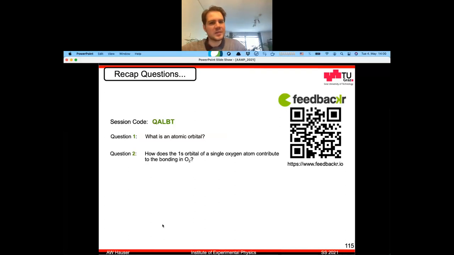Second, how does the 1s orbital of a single oxygen atom contribute to the bonding in O2? What's your guess? Bonding, anti-bonding, it doesn't care, or there is no 1s electron in the system?